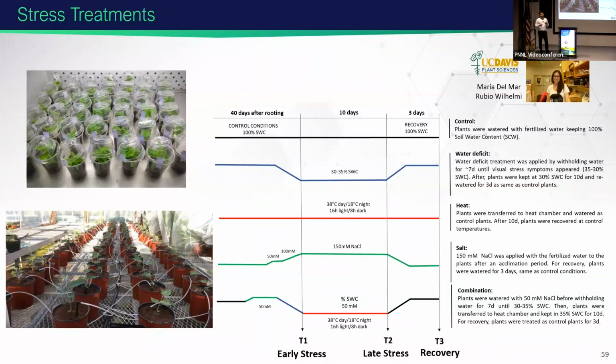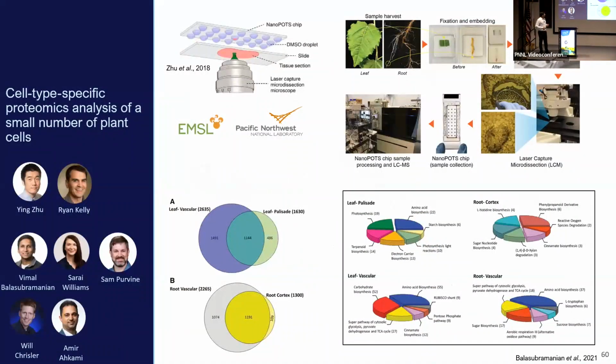All the samples were collected and shipped to EMSL, where we performed multiomics on those samples. Initially, to do spatial proteomics, this was mainly possible because of the nanoPOTS platform established at EMSL by Yingzhu and Ryan Kelly. Basically, the samples shipped to EMSL, we cryosection them, we laser capture to isolate the cells of interest, and then we put those cells in a nano volume droplet in this nanowell chip, where we collect about 25 samples in one chip.